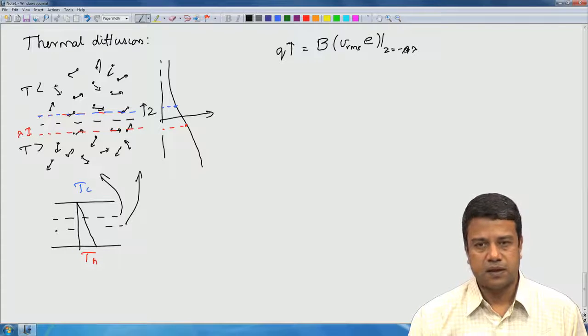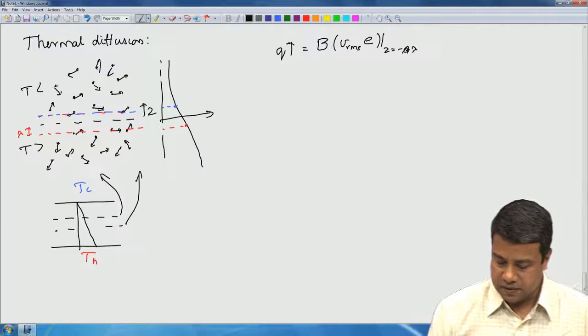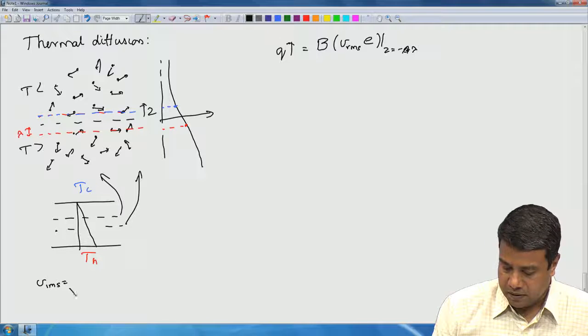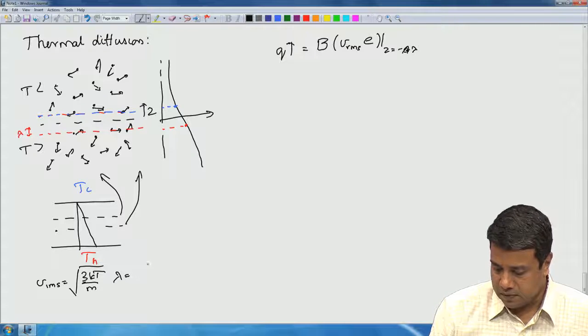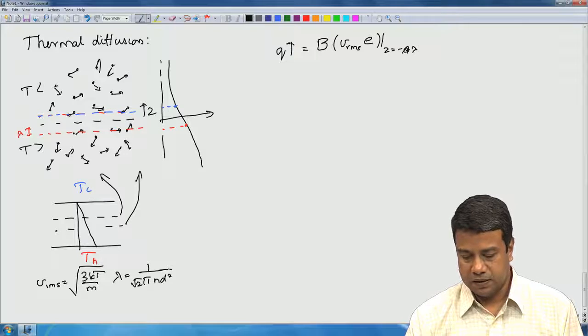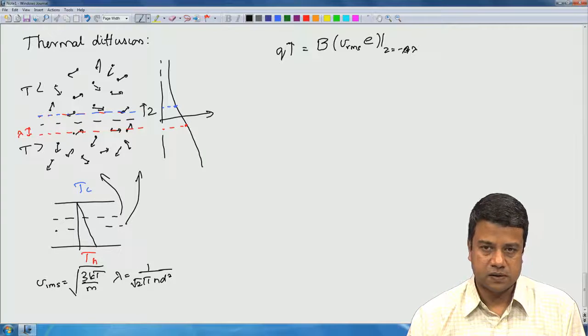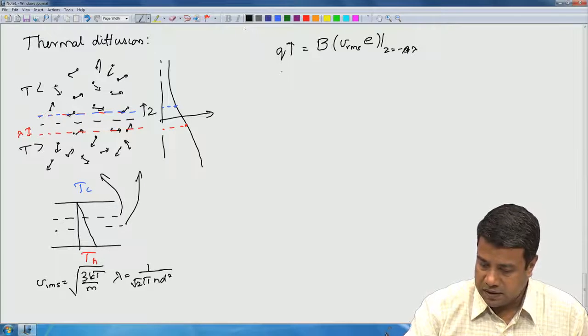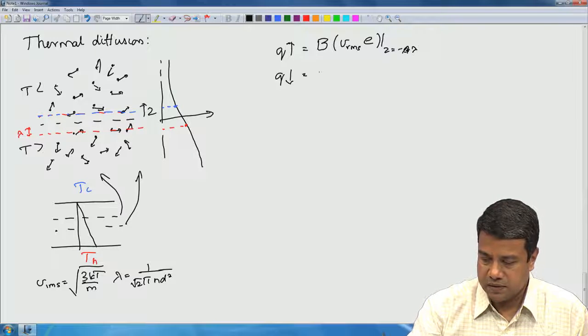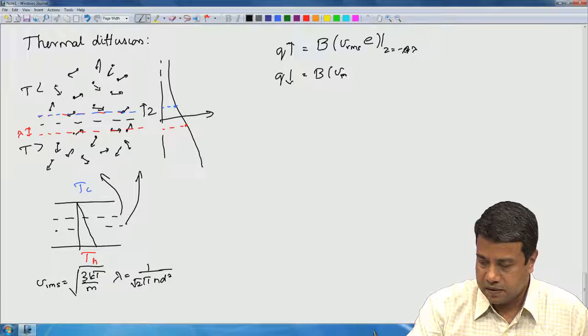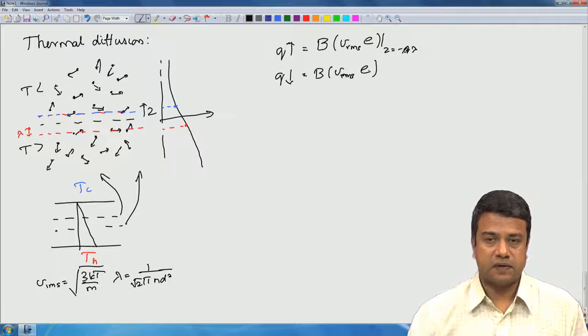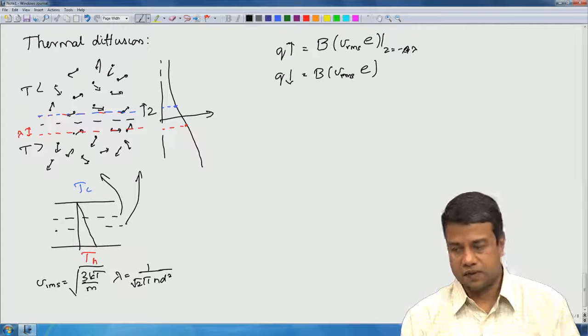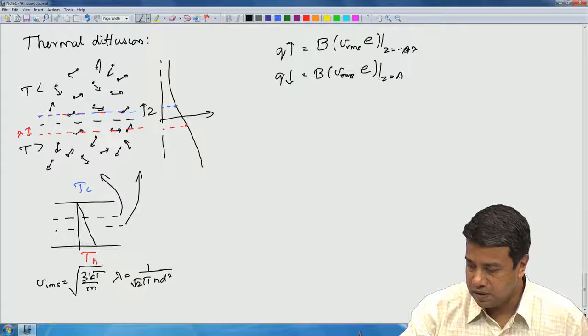If you recall, the RMS fluctuating velocity was equal to root of 3 kT by m, and the mean free path was equal to 1 by root 2 pi n d square. So, if the number density does not change, the mean free path does not change, but since the temperature changes, the fluctuating velocity also changes. Therefore, this is the flux going upwards, the flux going downwards is equal to B times Vrms times the energy density. The flux is equal to a velocity times the density of that quantity, at the location A lambda.